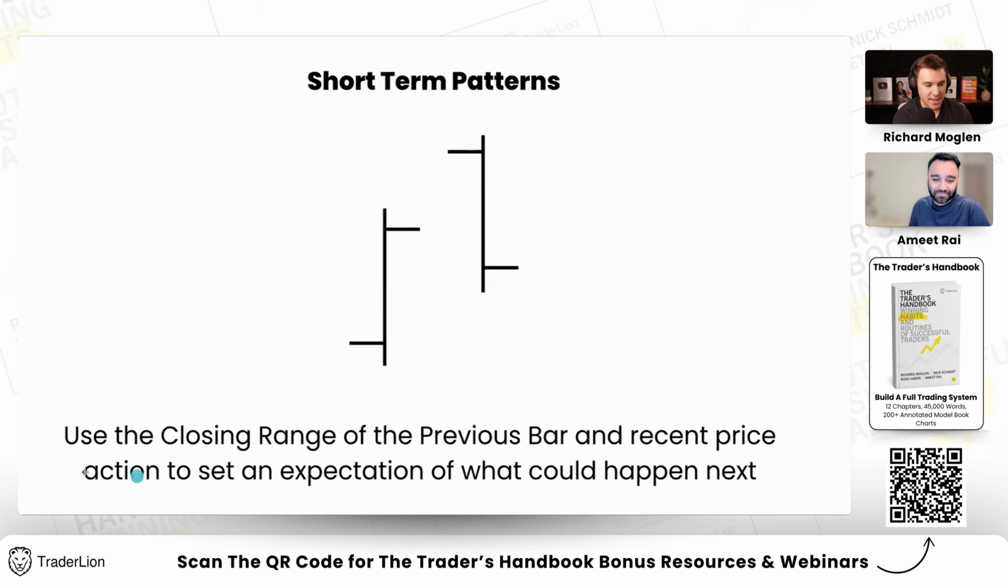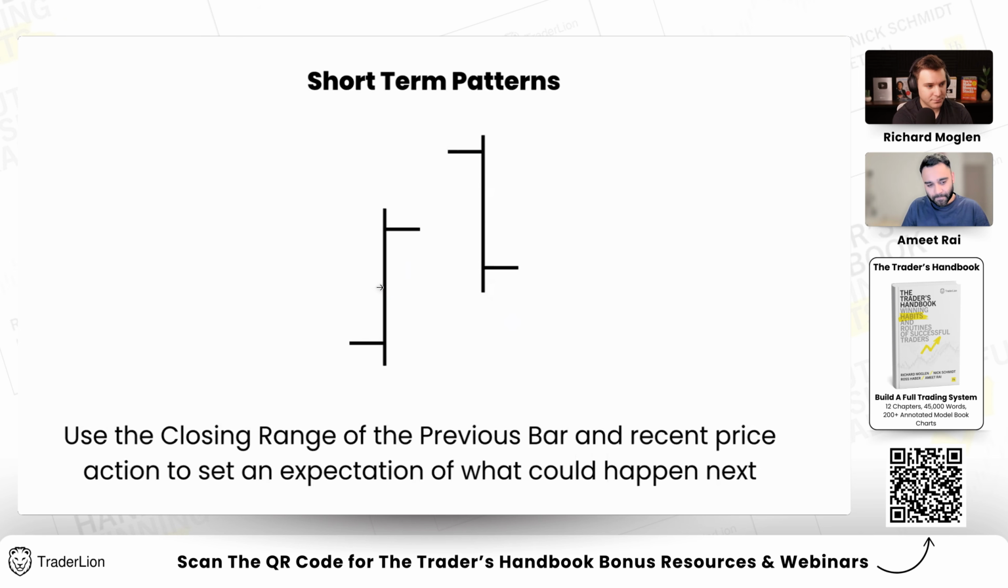All right. And that's exactly what I say here. So short-term patterns, like I made this presentation: use the closing range of the previous bar and recent price action to set an expectation of what could happen next. I'll read that one more time. Use the closing range of the previous bar. So this one, the closing range was good. And recent price action, we don't have recent price action here, but we'll have examples later on about how to incorporate that. And to set expectation of what could happen next. We had a gap up, which kind of fulfilled our expectation, but then this bar broke our expectations by closing negatively and not continuing that strong momentum.